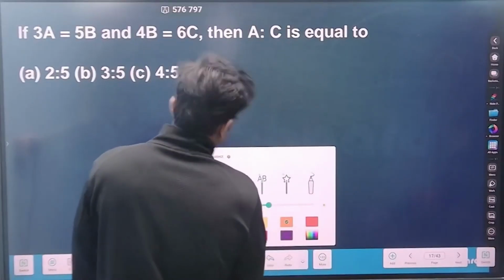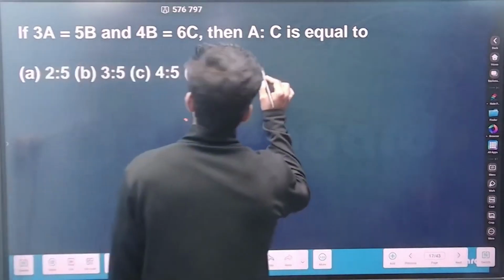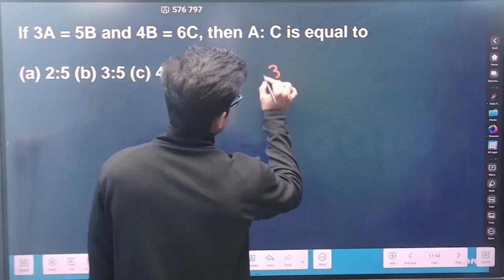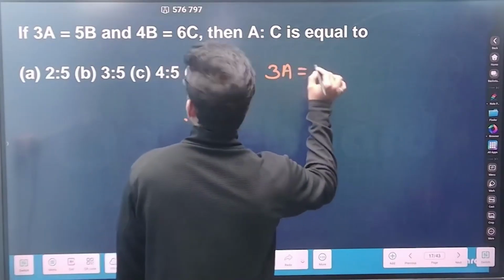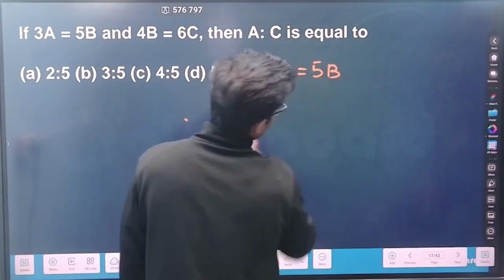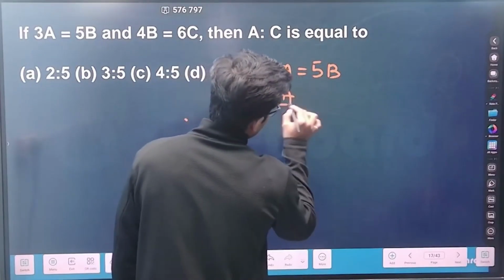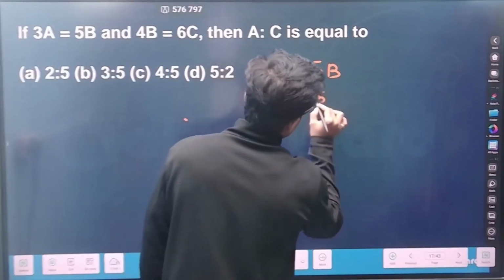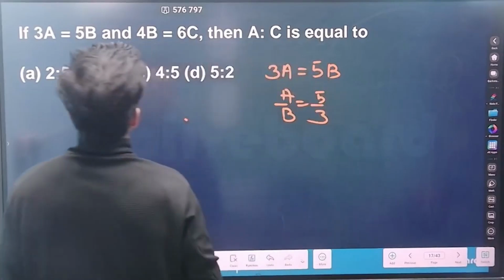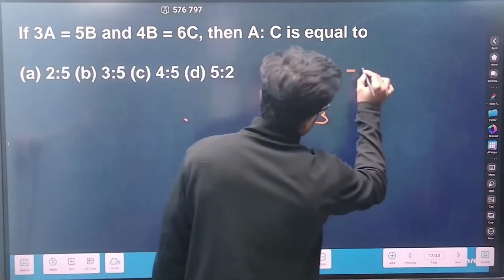Which one should I read? This one. Okay. So the first question is, if 3A is equal to 5B. Can I make a ratio of A is to B? So A is to B would be 5 by 3. Correct? I hope so. This makes sense. This is the first part.